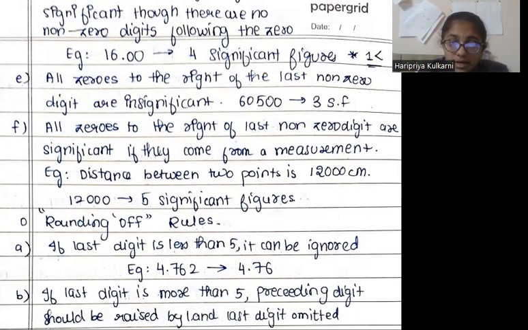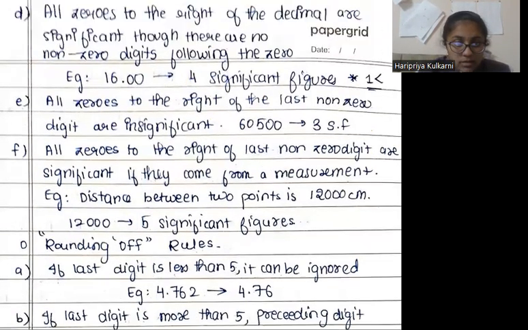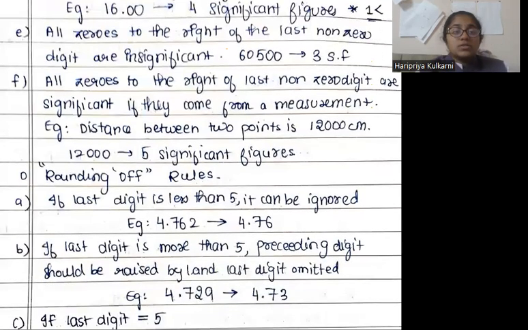Okay, and here the condition is the number should be greater than 1, right? Here we should have the number greater than 1. So all zeros to the right of the last non-zero digit are insignificant. Means what? All zeros to the right of the last non-zero digit. Now what is our last non-zero digit here? 5.